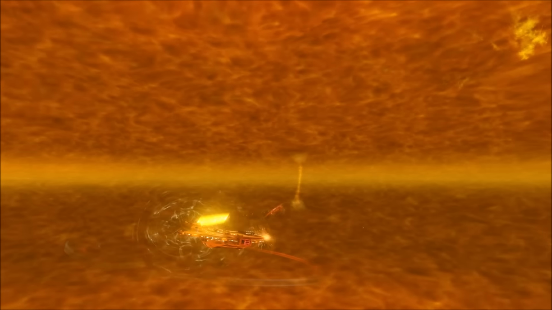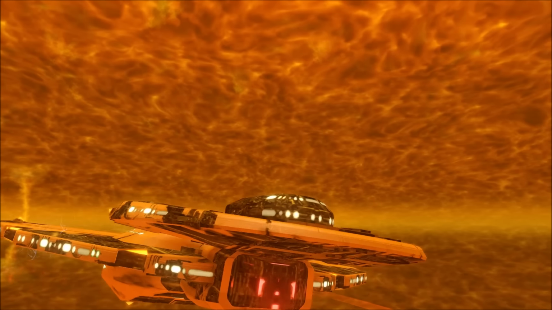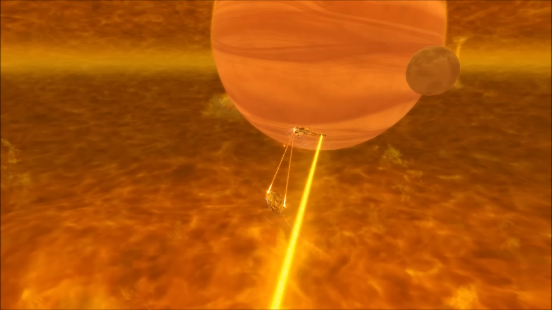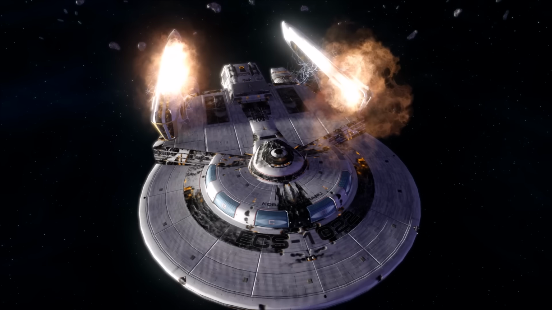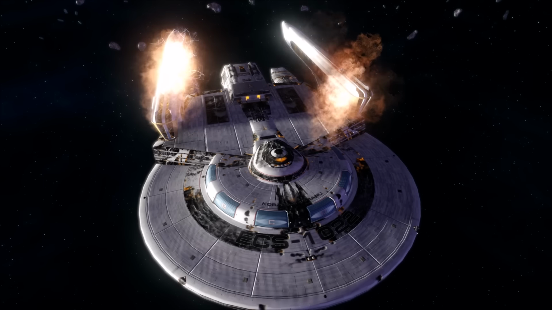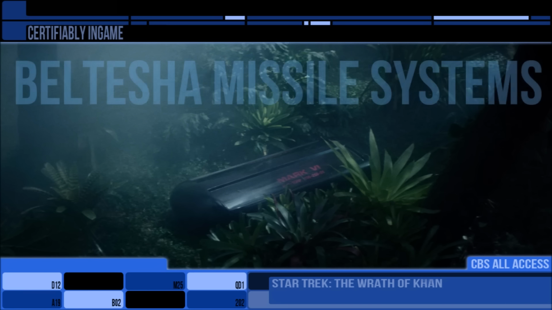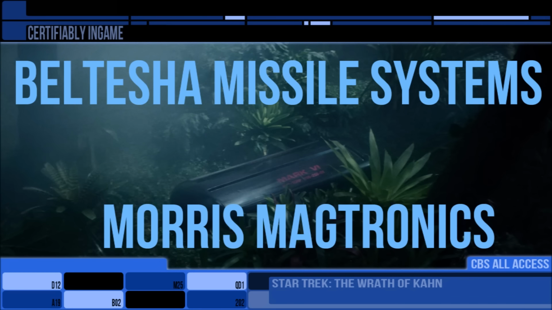There are a multitude of models and yields of torpedo divided up into marks, types and classes, with varying ranges and yields. Although with such adaptability in individual torpedoes, it does make me question why there were so many. Believe it or not, we actually have several company names from Apocrypha that list official Starfleet manufacturers of these arms, such as the Baltesha Missile Systems and Morris Magtronics.